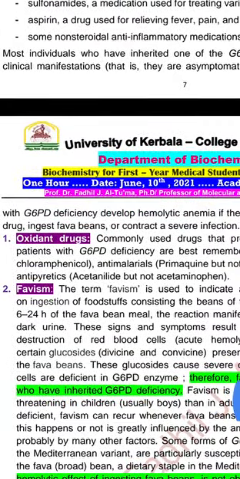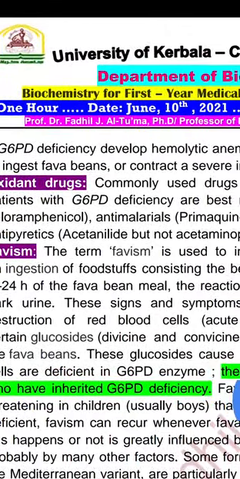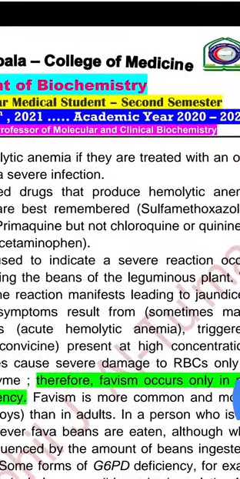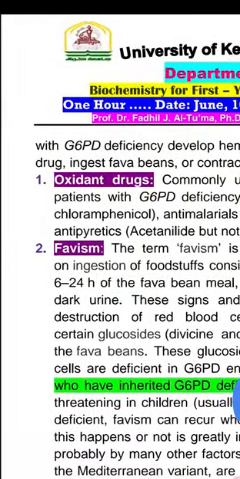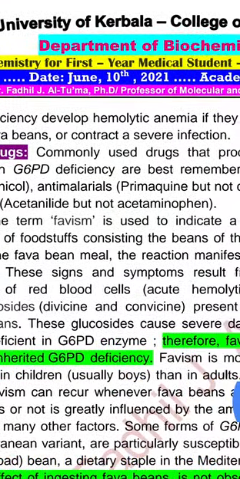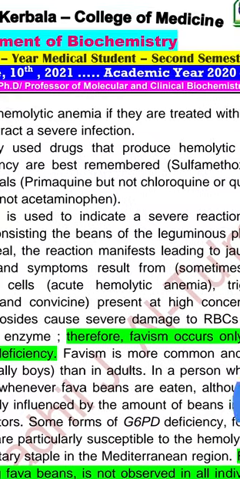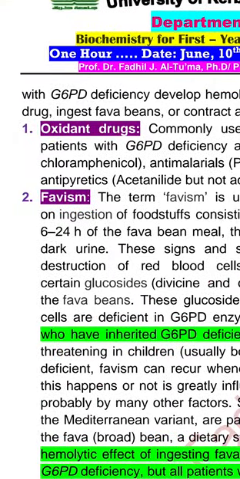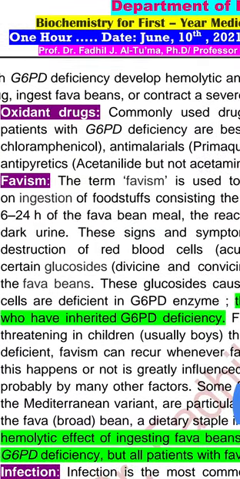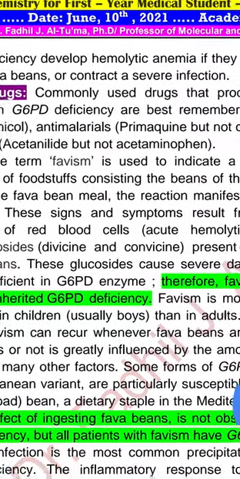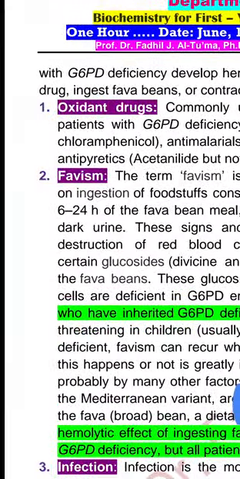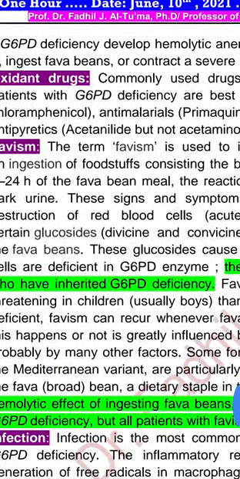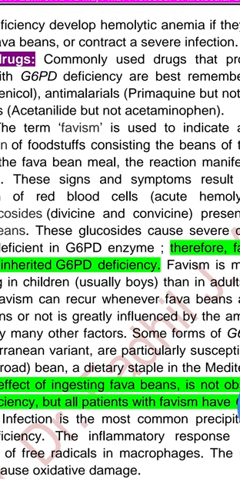أيضا في حالات الأوكسيدنت, drugs that are commonly used that produce hemolytic anemia in patients with G6PD deficiency, هذه are remembered, such as sulfamethoxazole and chloramphenicol, anti-malarial agent primaquine, okay, antipyretics, acetanilide, but not acetaminophen.